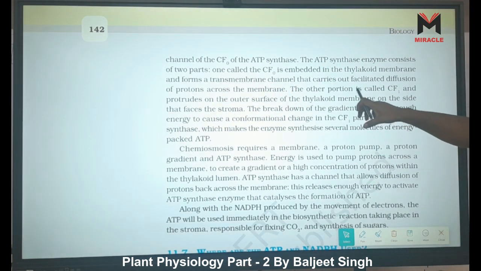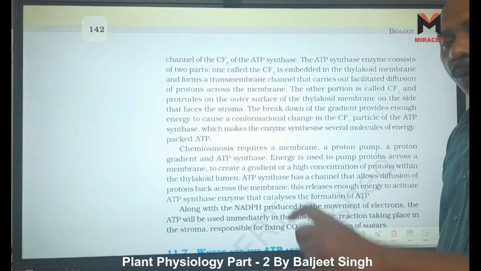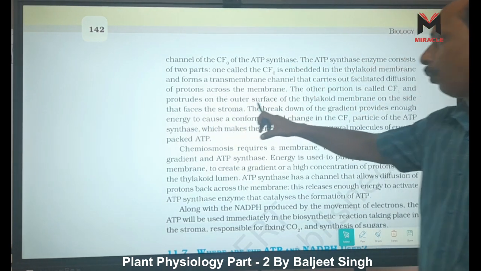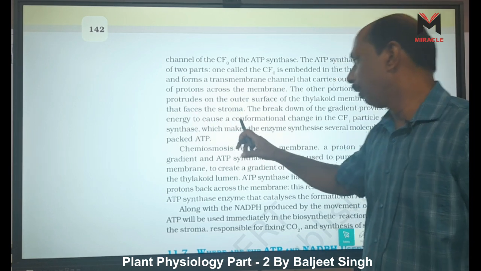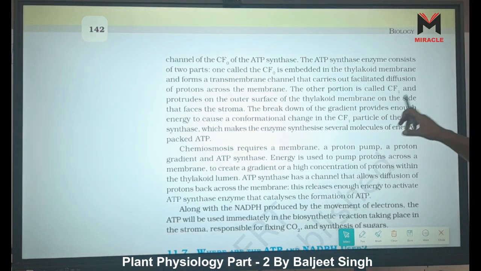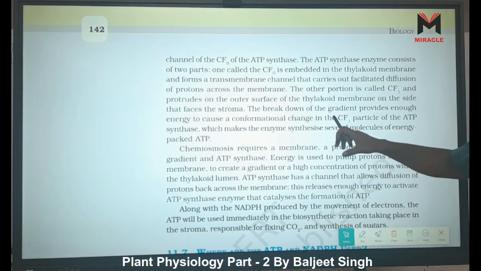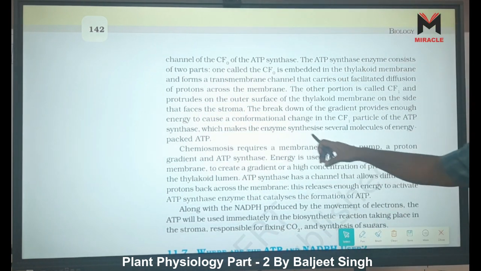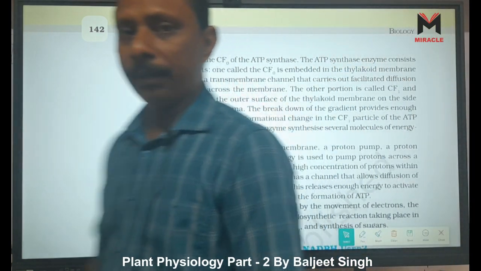The other portion is called CF1. CF1 is an extrinsic protein which is located just outside the membrane, right? And it protrudes on the outer surface of the thylakoid membrane, on the side that faces the stroma. The breakdown of the gradient provides enough energy to cause a conformational change in the CF1 particle of the ATP synthase. That means what happens? It makes the enzyme synthesize several molecules of energy-packed ATP, right?